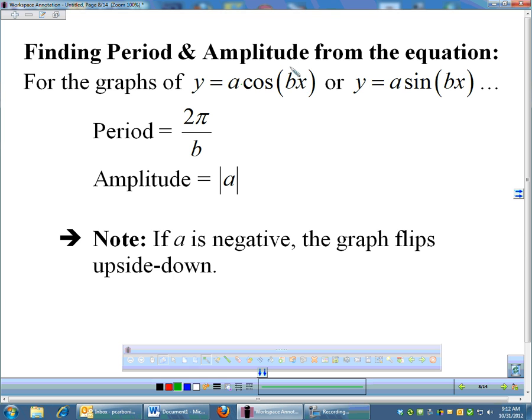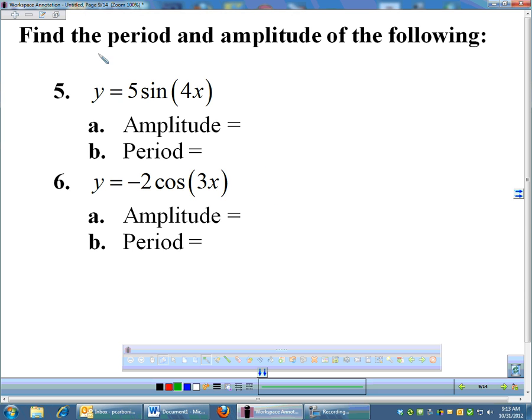Whatever the coefficient is of x, you divide 2 pi by that number, and it gives you the period. And then a little note at the bottom, if your leading coefficient is negative, if a is negative, then it flips your graph upside down. So this is how we find period and amplitude, and we're going to practice that a couple of times here. I simply want to find the period and amplitude for these two graphs.